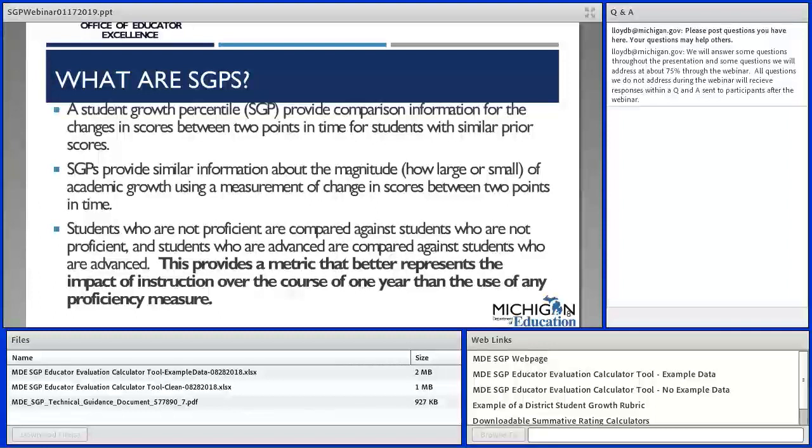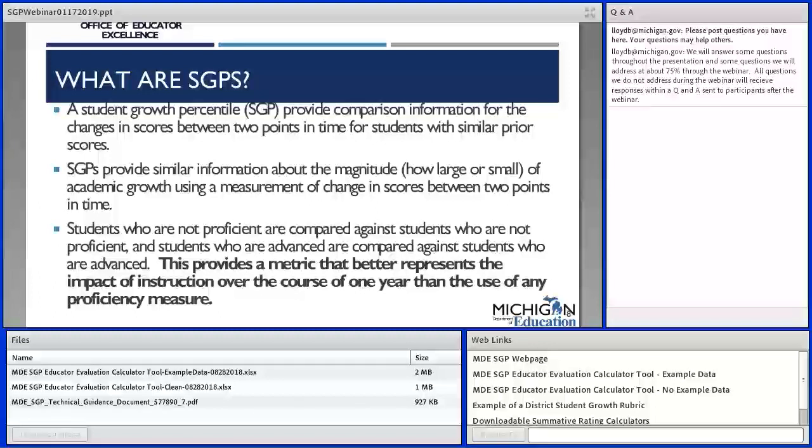Student growth percentiles provide comparison information for the changes in scores between 2 points in time for students with prior score histories that are similar or almost identical. So SGPs do not provide static information. They provide an indication of growth between 2 different points in time, and in the case of state assessment, between one assessment year and the next, so from 2016 MSTEP to 2017 MSTEP, for example. SGPs provide information about the magnitude, so it describes how large or how small academic growth was using a measurement of change in scores between the 2 different points in time.